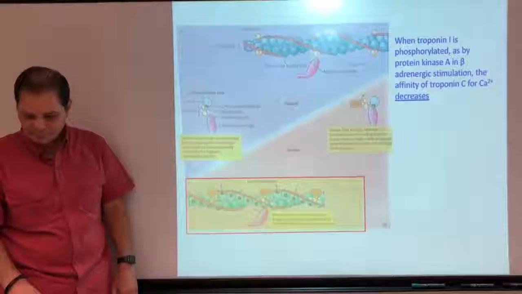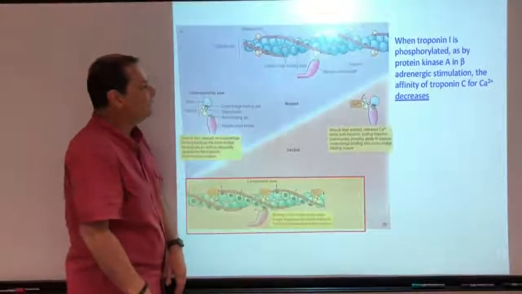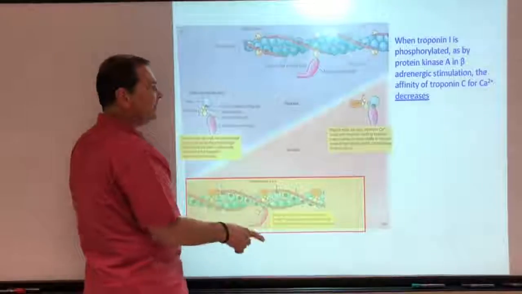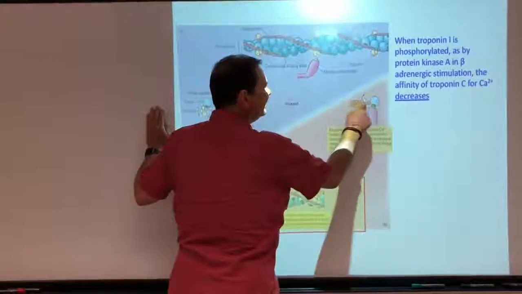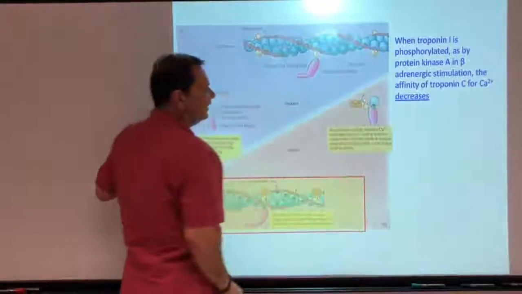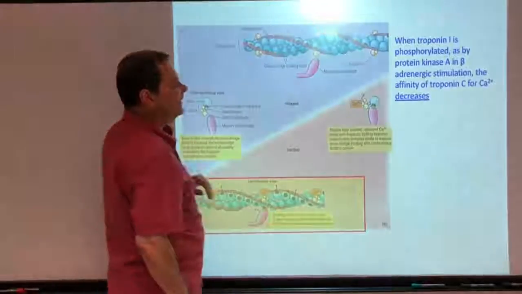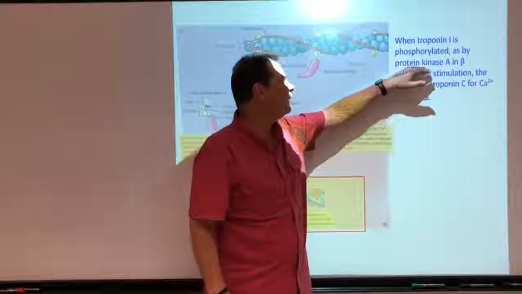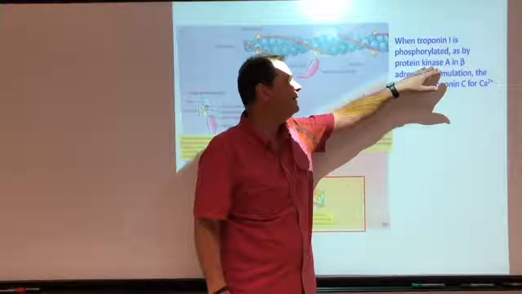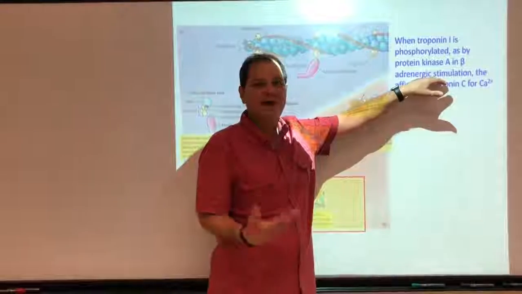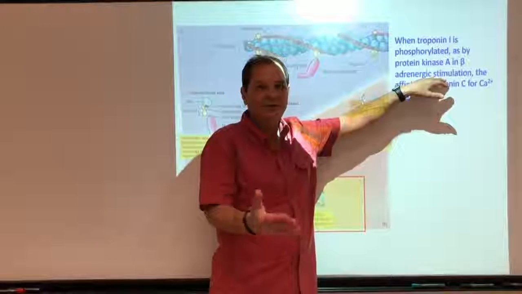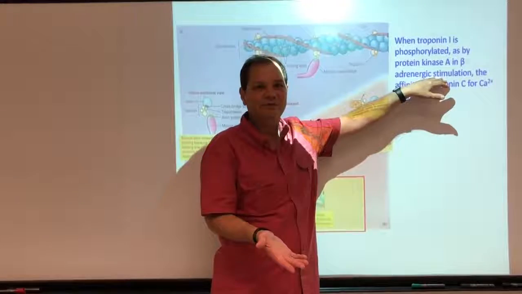Okay. So, one thing you'll notice, troponin I is in here. Again, it's one of these subunits of troponin. And it's actually called I because when it's phosphorylated by protein kinase A, which is what happens when you have beta-adrenergic stimulation, you have an increase in sympathetic activity, and norepinephrine binds to beta receptors.